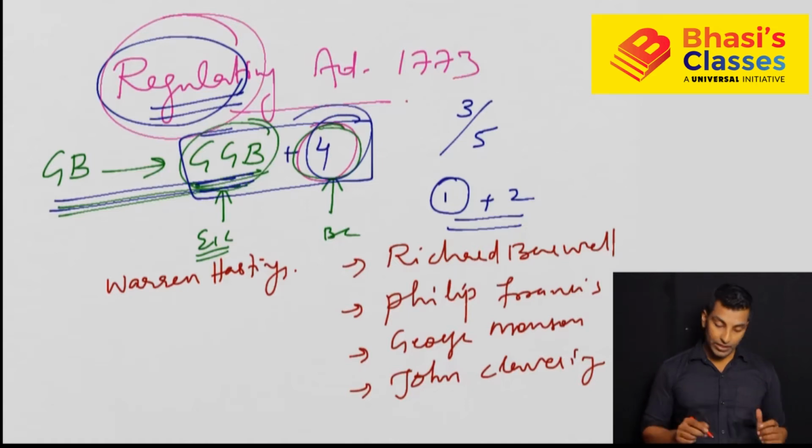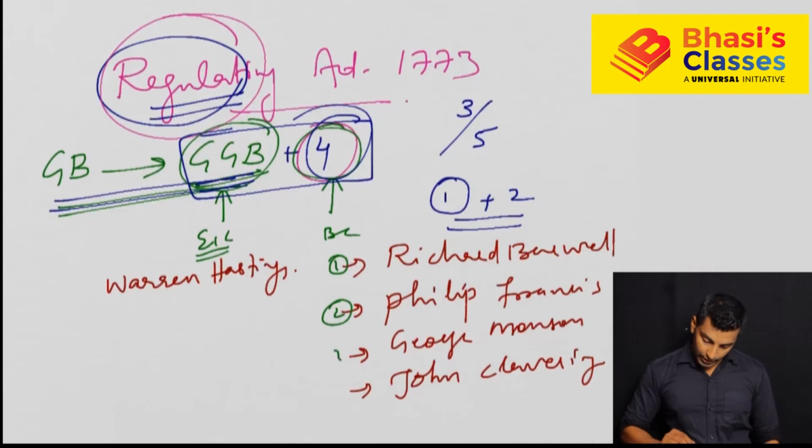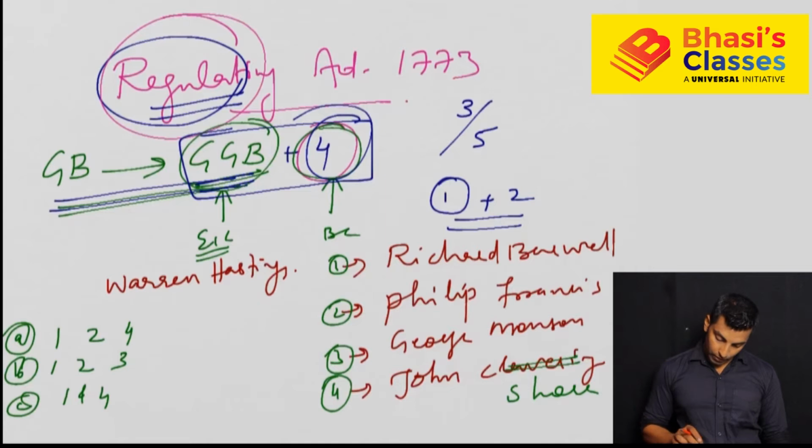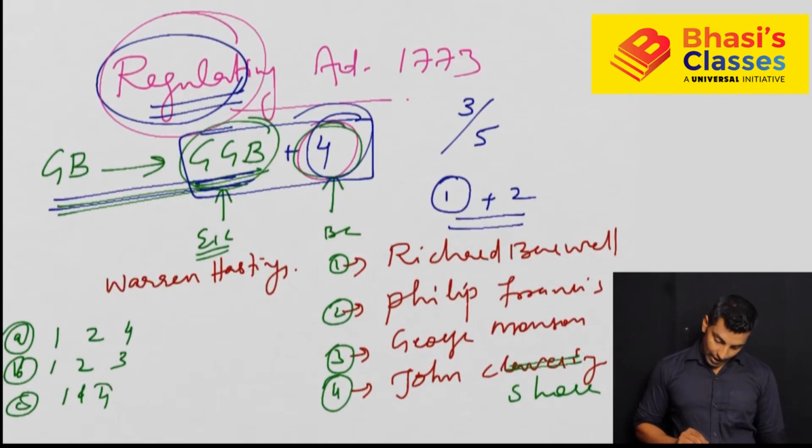So if you get a question and options like 1, 2, 3, and instead of John Clavering, I may write John Shore. And I give you options like 1, 2, 4, answer option A. B says 1, 2, 3. C says 1 and 4. Or 1 and 2. D says all the above.